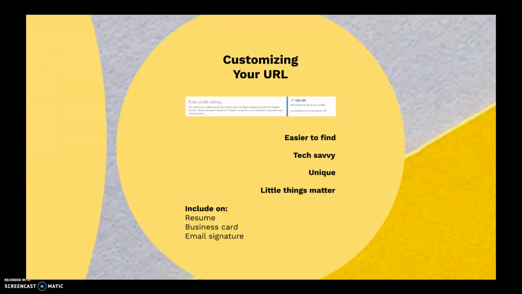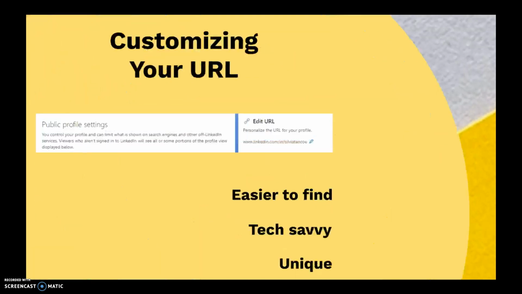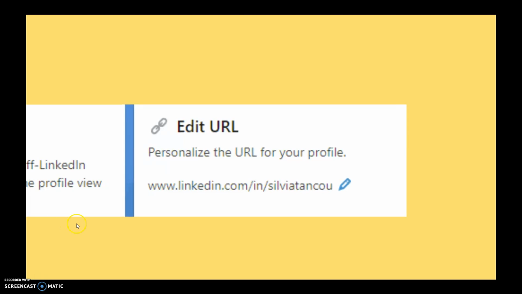A customized URL makes you easier to find, especially in a world where many people tend to Google things and Google your name. It makes you look tech savvy, and it shows that you pay attention to detail. And this is how it looks when you personalize your URL. This is the area where you can add things or remove things to make your URL stand out.